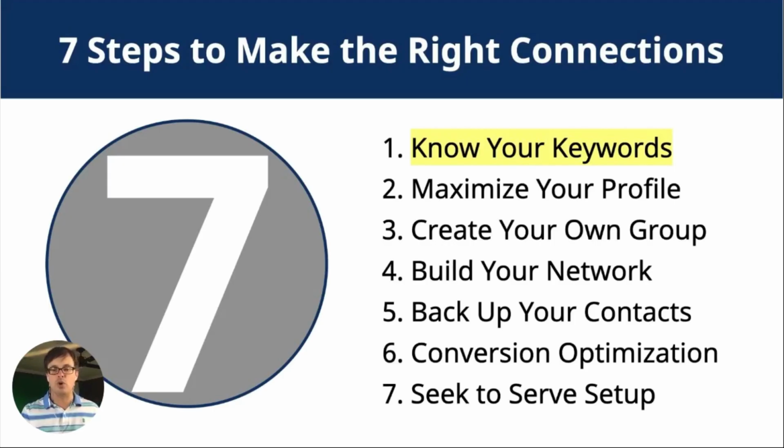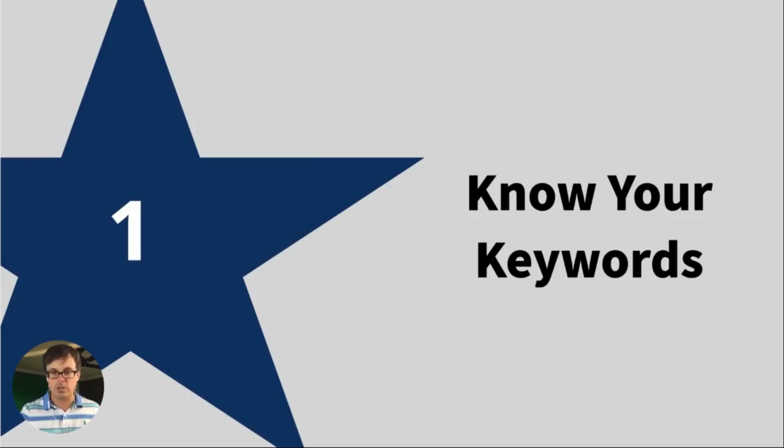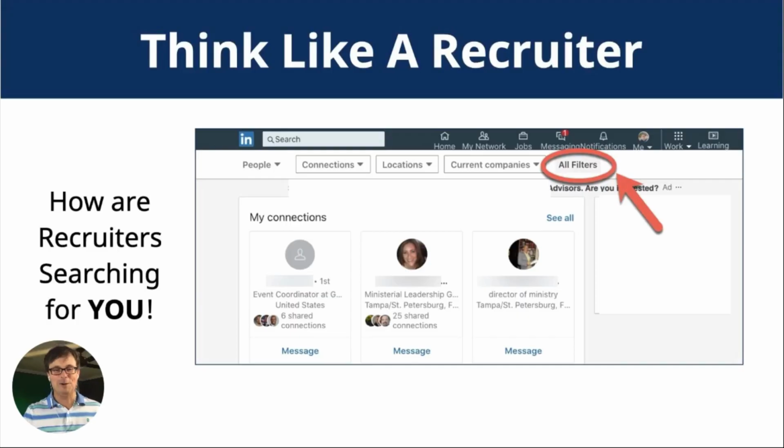7 steps. Know your keywords. One more time, know your keywords. And what those are meant to do is help you think like a recruiter. I want you to think like a recruiter. So reverse engineer the whole process.